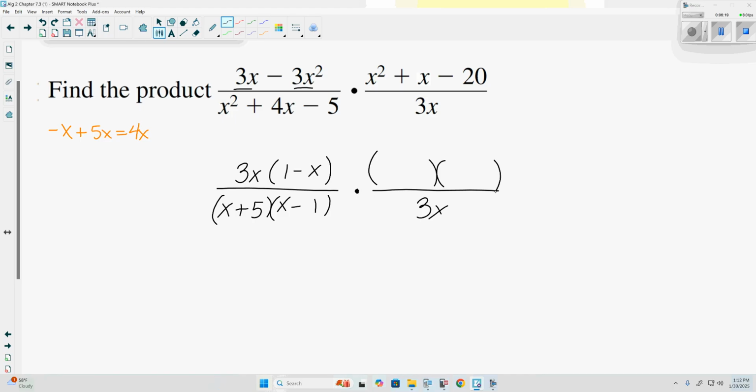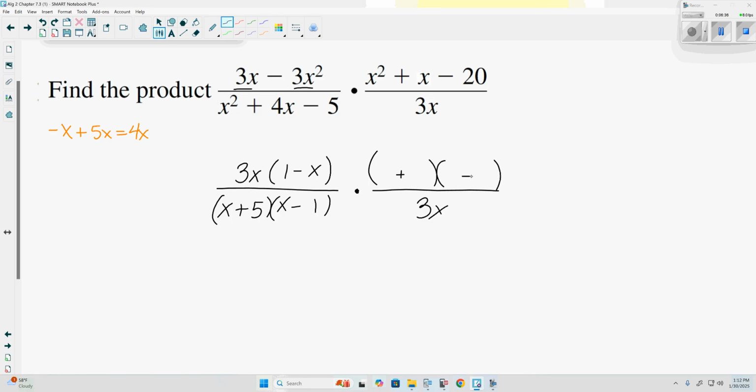Now that leaves us with our last one, the x squared plus x minus 20. No greatest common factor between x squared, x, and 20. So we'll have our two sets of parentheses with three spaces. Since the third term is negative, our signs are opposite.